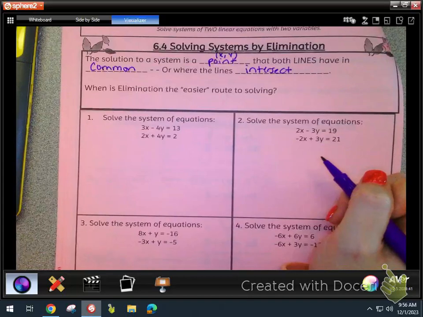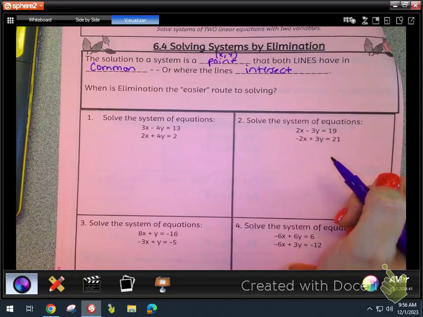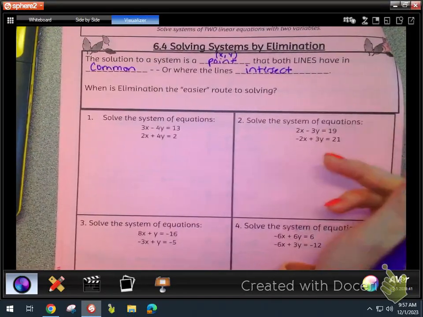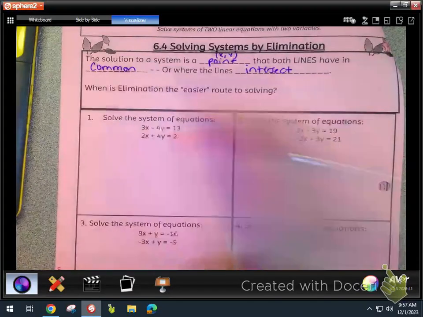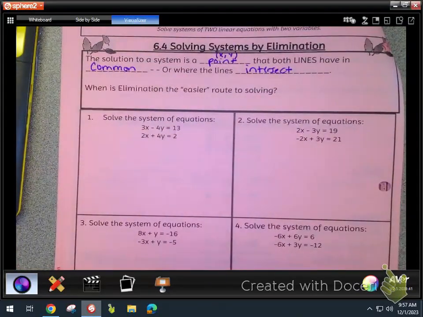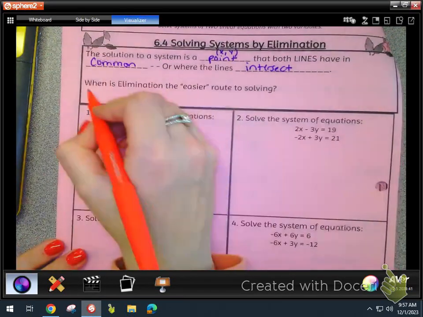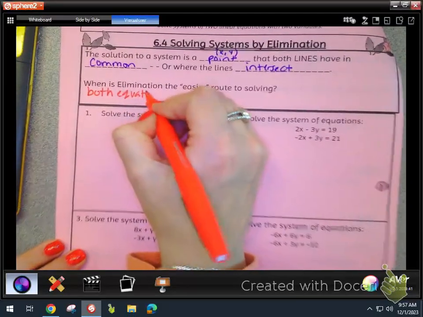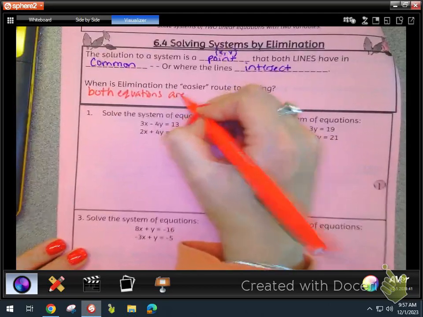So, big picture, we're still finding that same thing, but elimination is an algebraic method, so we're not looking at any graphs, but we still have our one solution, no solution, all solutions. Elimination is the easier method. Remember, I said it depends on the setup. If they're both in slope-intercept form, we're thinking graph. If one of them is x equals or y equals, we're thinking substitution. Elimination is best when both equations are in standard form.